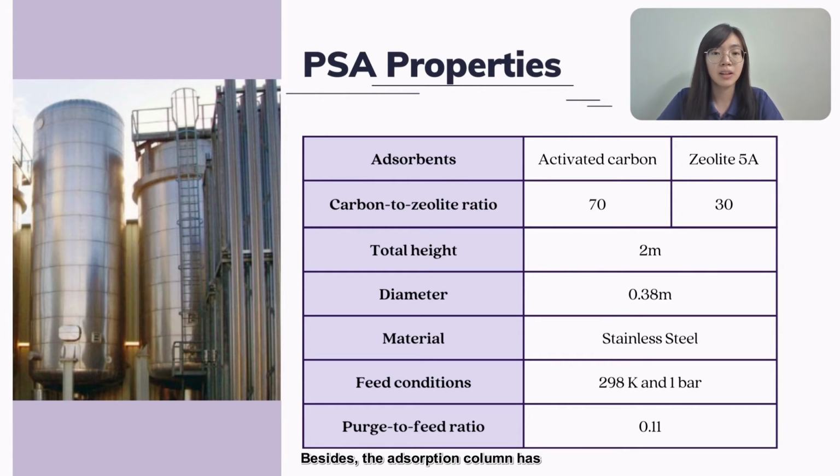Besides, the adsorption column has a height of 2 meters and a diameter of 0.38 meters, with a carbon to zeolite ratio of 70 to 30. Stainless steel is selected as the construction material for the adsorption column due to its high resistance towards corrosion. Furthermore, the PSA separation system operates at optimum conditions of 298 Kelvin and 1 bar. Also, a purge to feed ratio of 0.11 is chosen for dissolving impurities on the adsorption bed during the regeneration step.